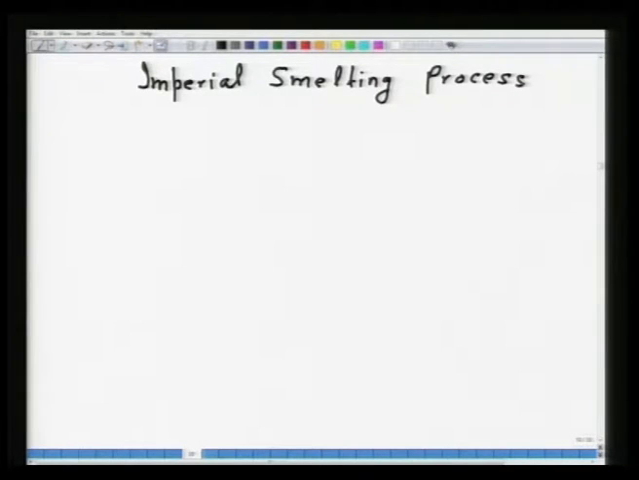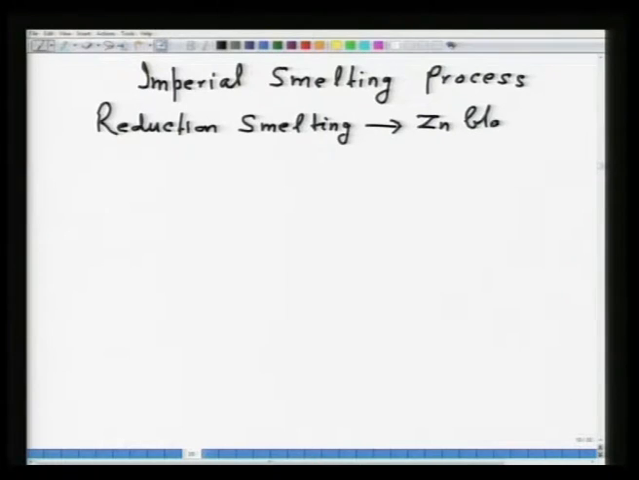Now, this process utilizes zinc concentrate, and reduction smelting is done in a single reactor, and that is called zinc blast furnace.